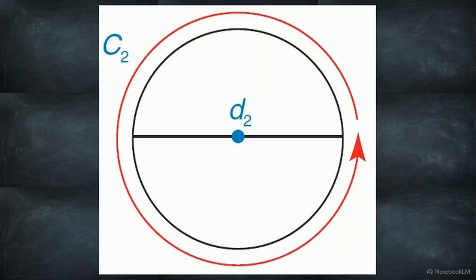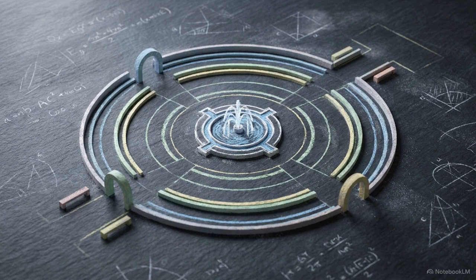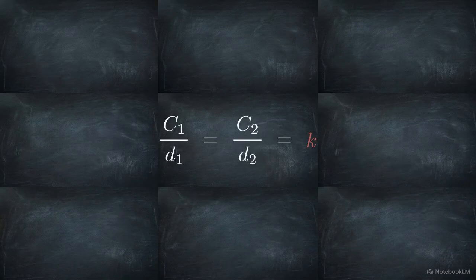This theoretical figure, circle 2, highlights its circumference in red, C2, and diameter in blue, D2. Scaling up to circle 3, the structural ratio holds. Circumference divided by diameter always equals a universal constant, K. This unbreakable law of geometric similarity allows us to calculate exact dimensions in any circular system. We define the proportionality constant, K, as the unique positive constant, pi.